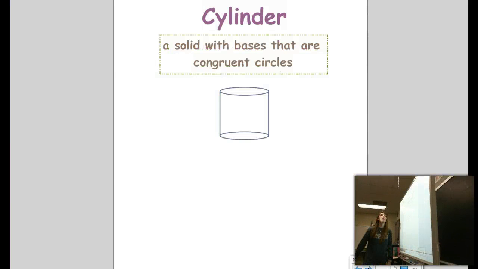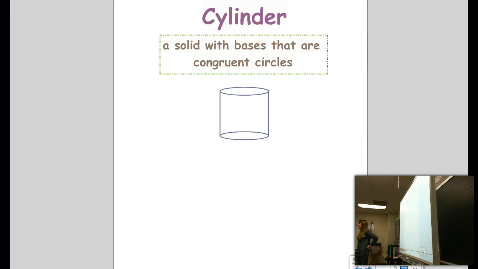A cylinder is just like a prism in the fact that it has two bases. But the cool thing about a cylinder is the base can't change shape. It can't be a triangle or a hexagon or a rectangle. Every time in a cylinder the base is a circle.